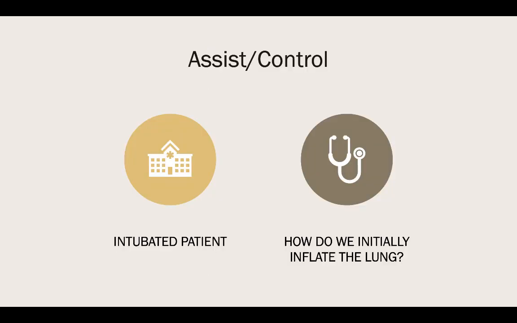Okay, those were our non-invasive modes, our CPAP and our BiPAP. Let's get into our invasive modes. So now we have an intubated patient and we need to breathe for them. So the simplest mode there is on your vent is going to be your assist control mode. And this is all about how do we initially inflate our lung. So when going into an assist control, that's what we're thinking about, and that's how we're coming up with our settings, is how do we want to initially inflate my patient's lung.